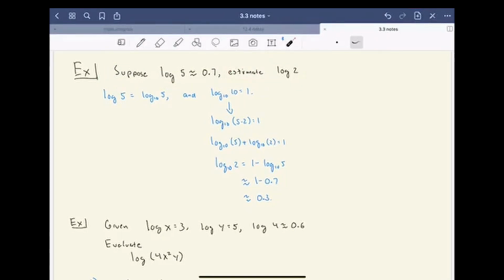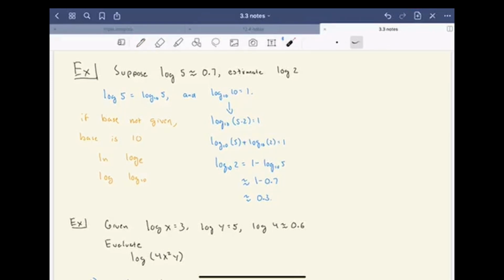Now, remember that if the base is not given, then you're going to assume it's log 10. Okay, and natural log is log base e. So we're going to go ahead and take that to be log base 10.